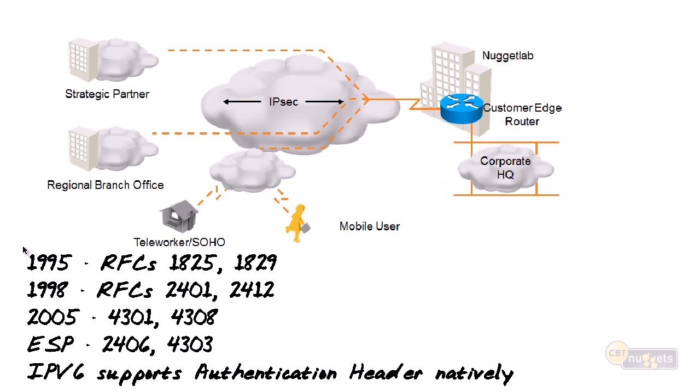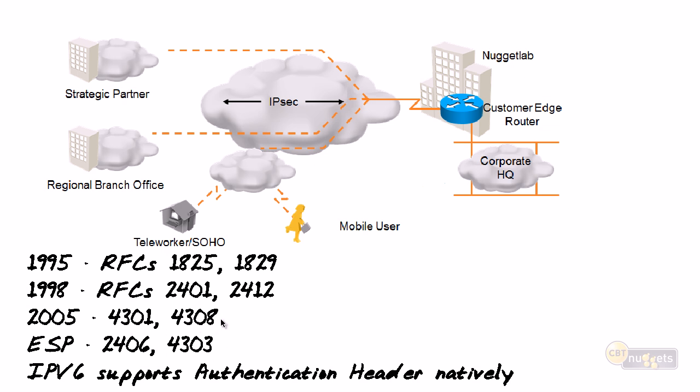Now, since IPsec or IP security is an open standard, it has requests for comments associated with it. The original RFCs in 1995 were 1825 and 1829. These were replaced in 1998, 3 years later, by RFCs 2401 and 2412. By the way, these are the main RFCs for IPsec, but there are quite a few others that fall into the extensibility and add other functionality that can be used by IPsec that aren't listed here. So in 2005 we saw 4301 and 4308.